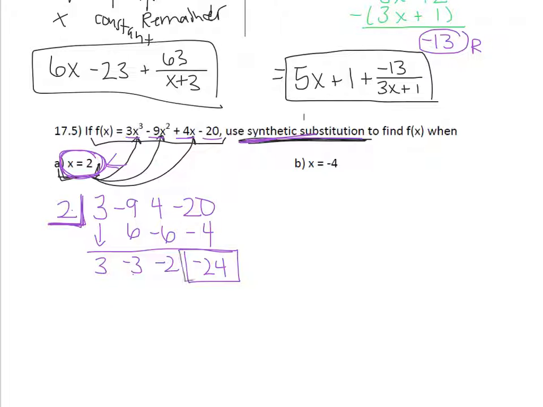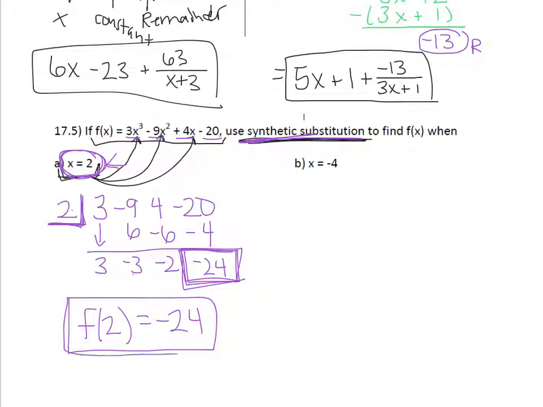What that means is that my remainder is a negative 24, so that means that's my solution. At f of 2, my solution is a negative 24. And you can always check your work by plugging in 2 back into your equation and see if it equals a negative 24. All right, let's do the same thing, but now when x equals a negative 4, same process.